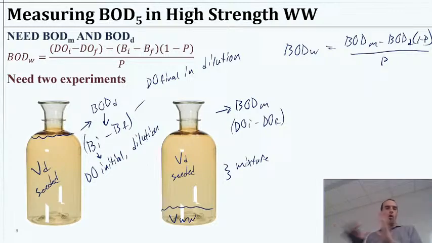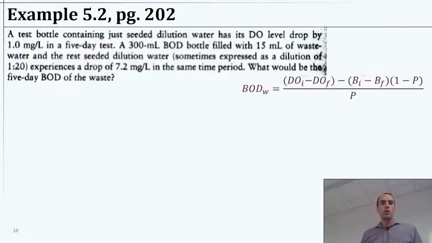Hopefully this is not a super confusing or difficult topic, but we just need to know the nomenclature and how it works so that we can do the problems. Given that, let's put it to practice. Here we have a test bottle containing just seeded dilution water that has its DO level dropped by 1 milligram per liter in a 5-day test.